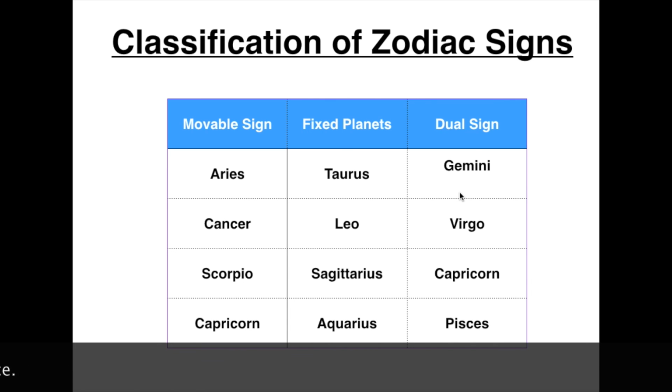Dual signs are like adjustable. As per the situation, they adjust. So they don't go out of the box or fight. As per the situation, they adjust.